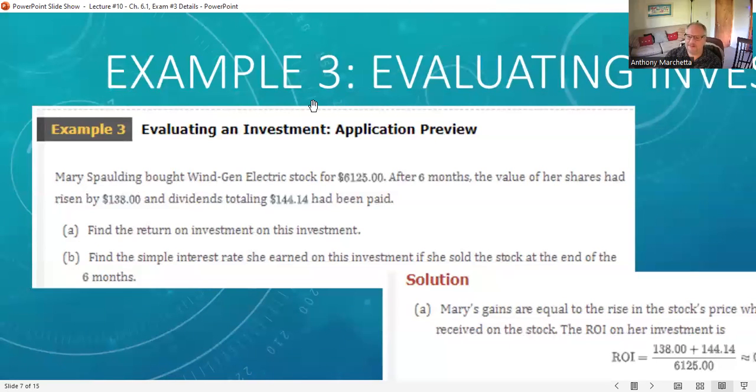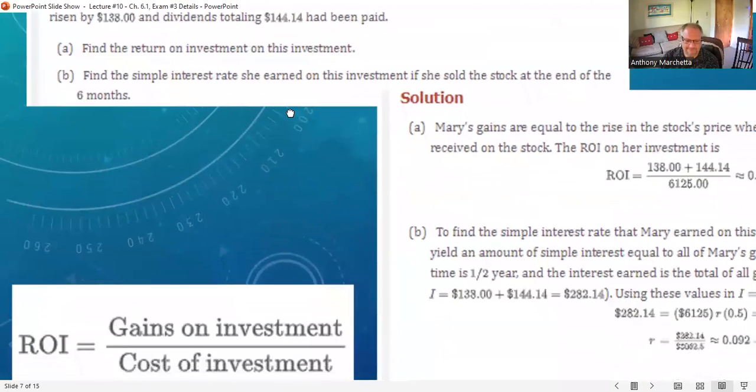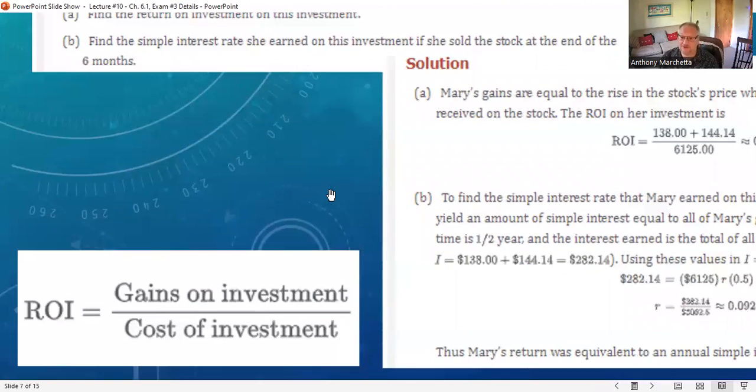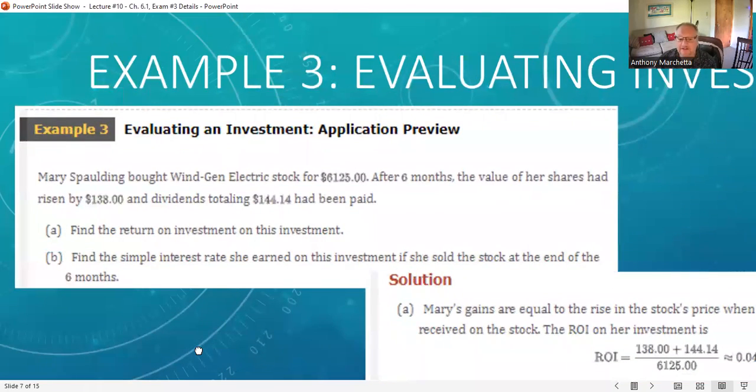The return on investment. Now, what does return on investment mean? Let's try to remember that for a minute. Well, I have it right here. And this was the first thing we talked about today in our lesson. This is what return on investment means. You think about how much you've made on your investment. That's your numerator. And then you divide it by the amount of money that you put out to have the investment. So in this little story that we're given, Mary Spalding bought something for $61.25.